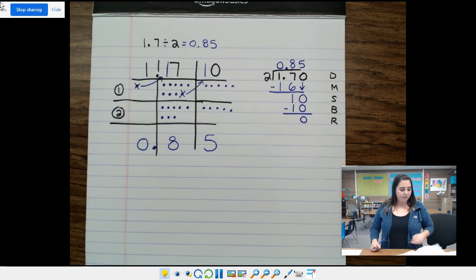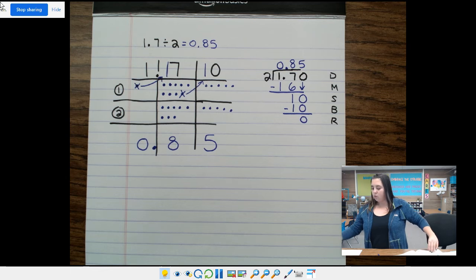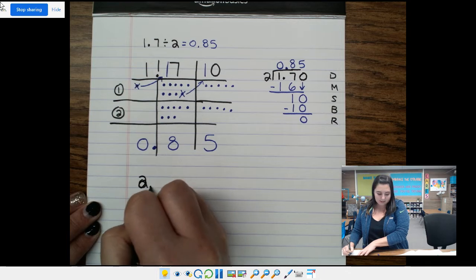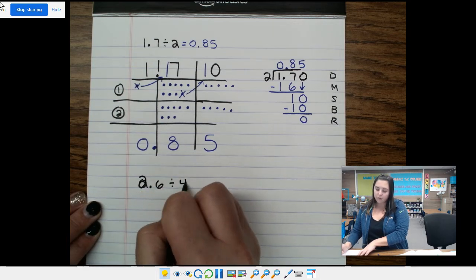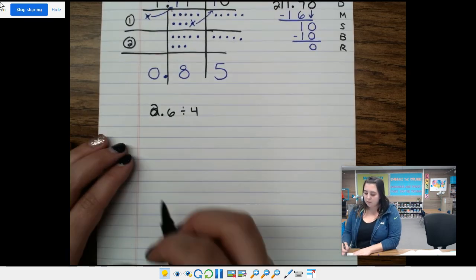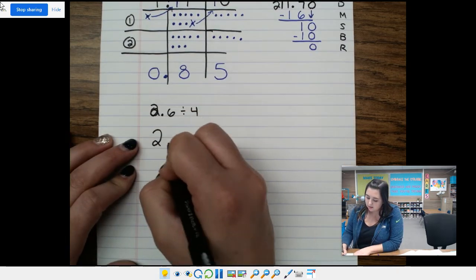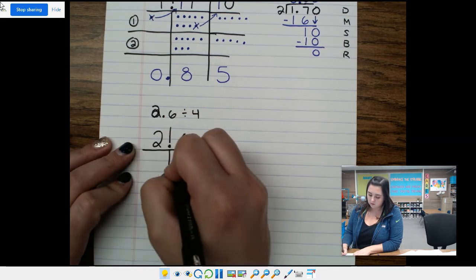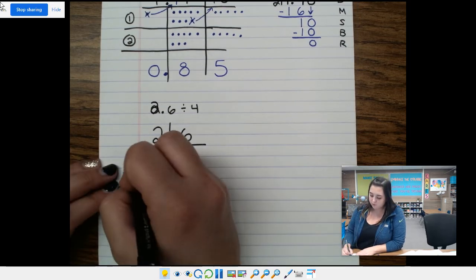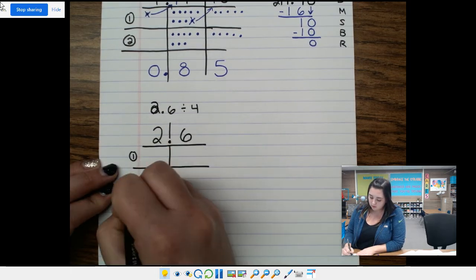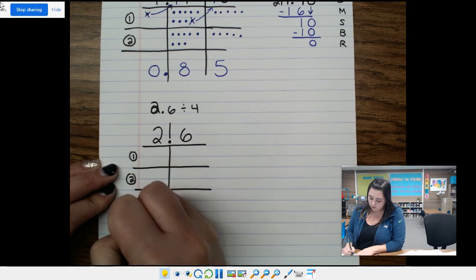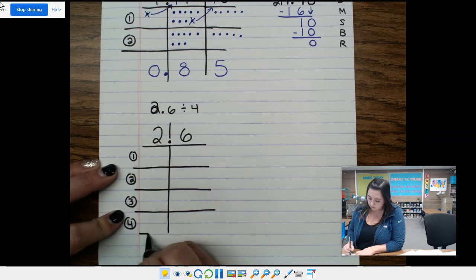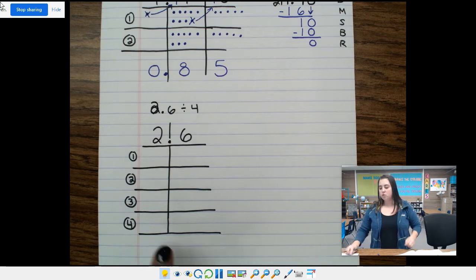Let's do another one. Let's go with 2.6 divided by 4. All right, let's set up our place value chart. 2.6. And this time divided into 4 groups. Here's group 1, group 2, group 3, group 4. There we go. So if it helps, think of money.